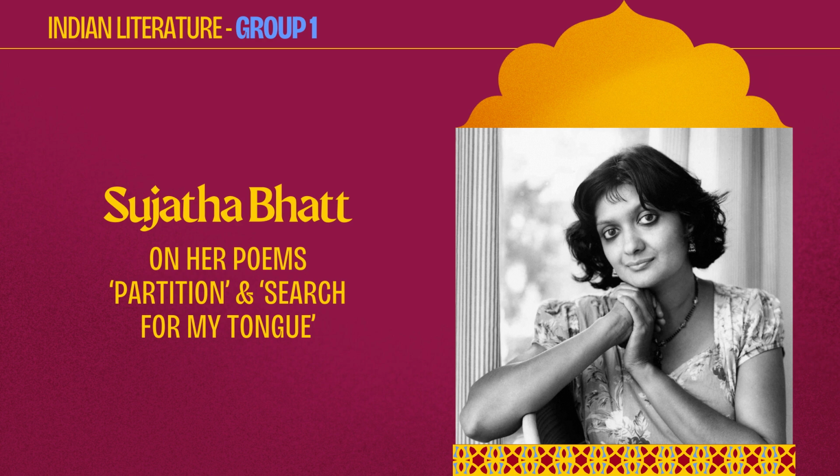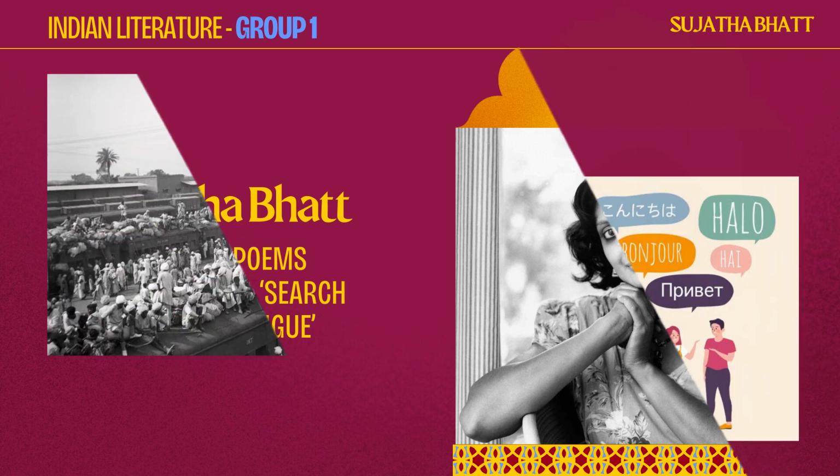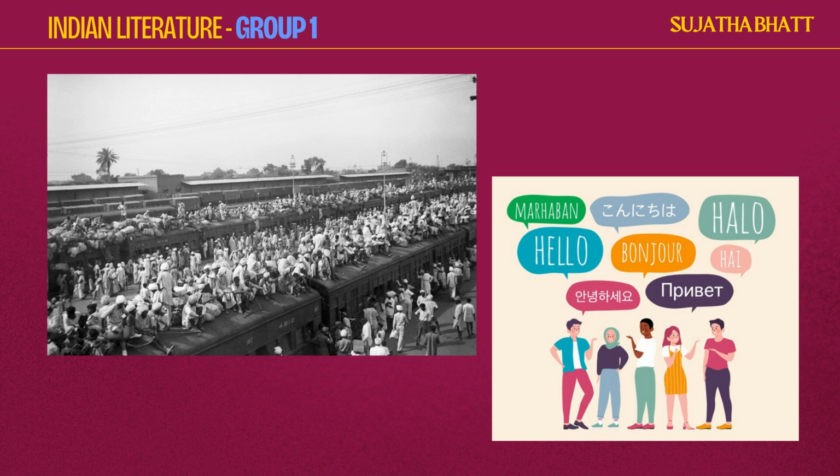Sujatha Bhatt is an Indian poet. She was born in Ahmedabad and brought up in Pune. She received the Commonwealth Poetry Prize and Alice Hunt Bartlett Prize for her first collection in 1987. Her poems have received immense appreciation throughout the world. Partition and Search for My Tongue are 2 such poems that showcase her love towards the land.